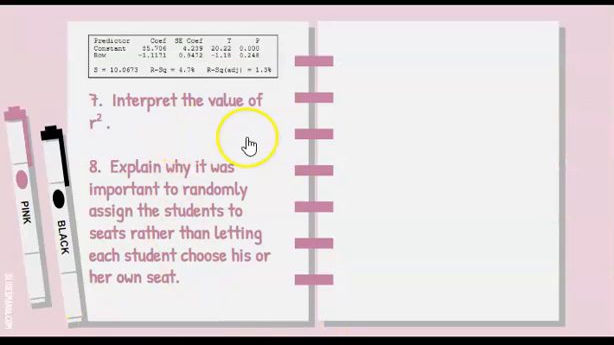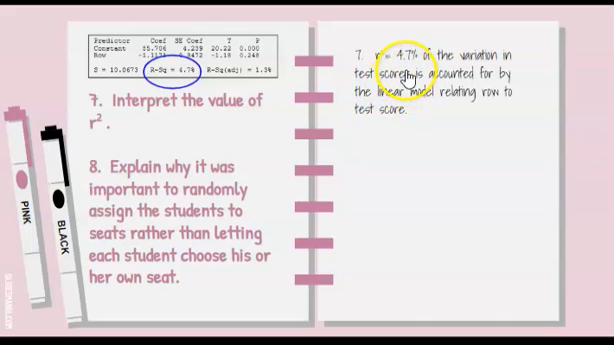Number 7, interpret the value of r squared. Well, again, we already saw r squared right here in the table, so we just got to put the correct interpretation. It would look like this. 4.7% of the variation in test scores is accounted for by the linear model relating the row number to the test score. All right? So remember, it's whatever percent of the variation in the response variable is accounted for by the linear model relating explanatory to response variable, obviously in context.